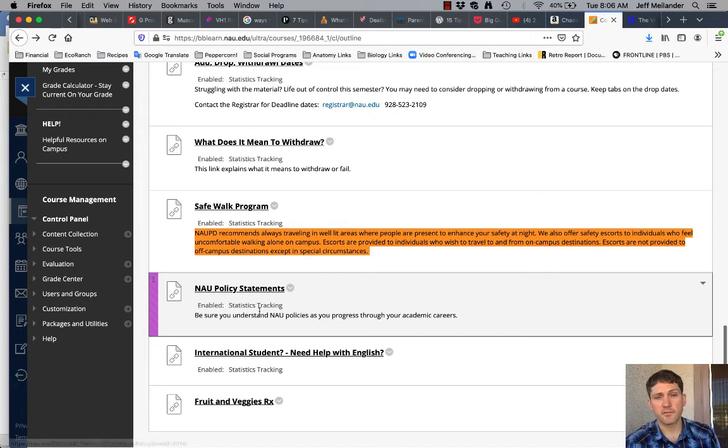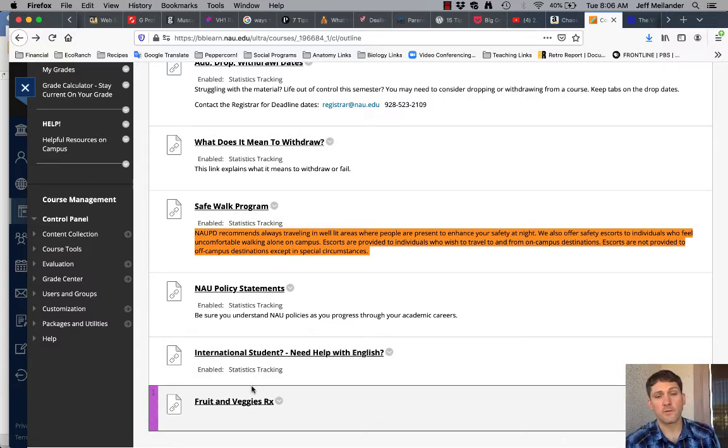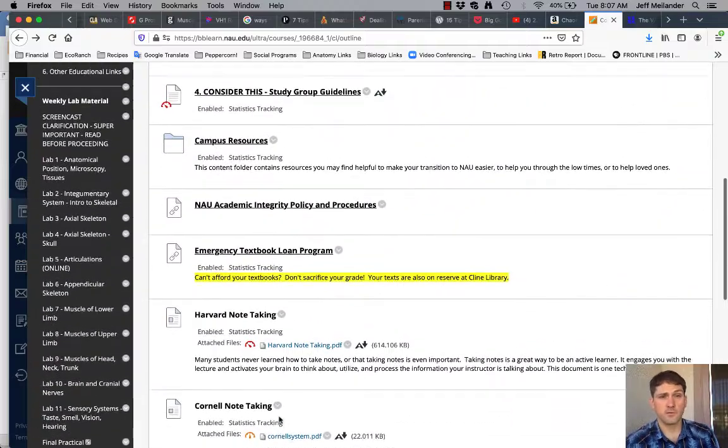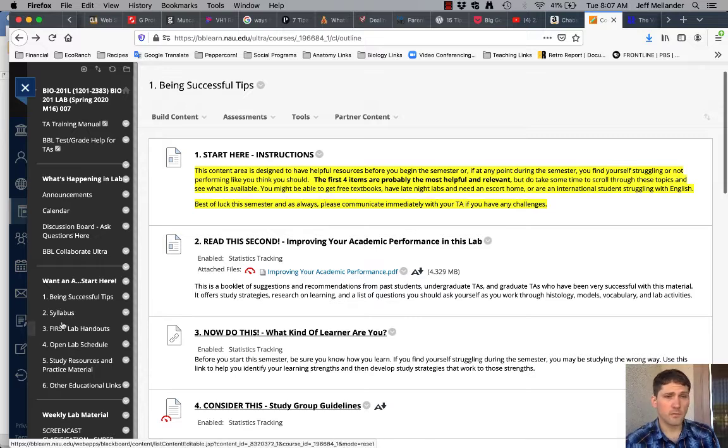Down here is our policy statements, and then we've got help for international students. So if you have an international student that's really struggling with the language, you might reference them here to help them get some tutoring in English. And then this last one is called Fruit and Veggies RX. You all as students can also sign up for this, but it's a way to get healthy fruits and veggies into your diet if you're a student here at NAU. So you can go get free veggies and fruits. All right, so that is it for our being successful tips.